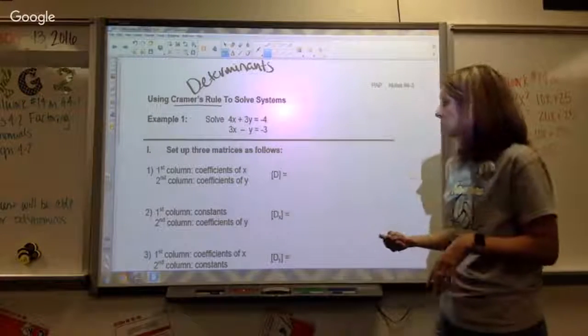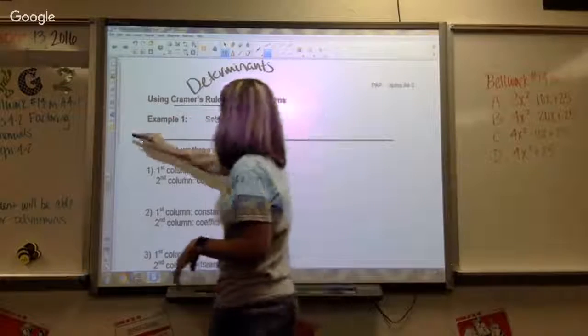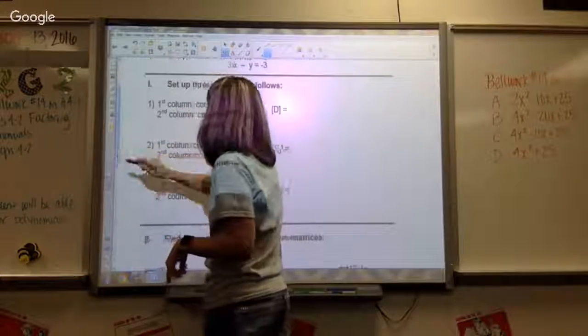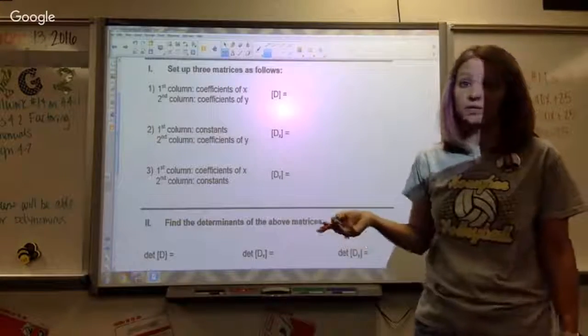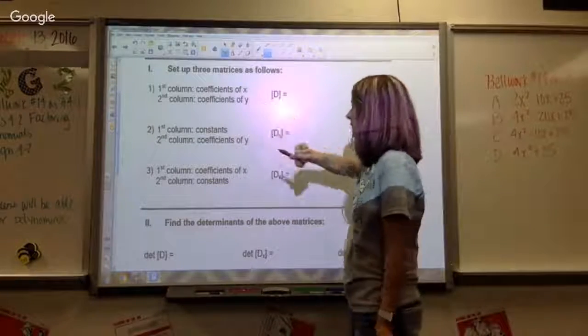That's a system of equations. We're going to be using the determinants, which we just learned how to find in the front. What we're going to do is set up 3 different matrices. It tells you on your notes step by step what to do.